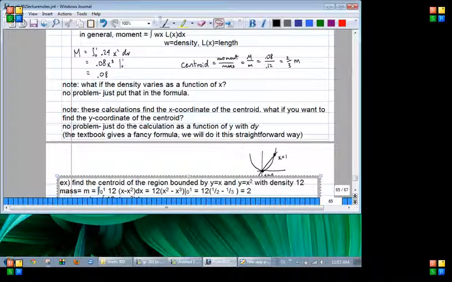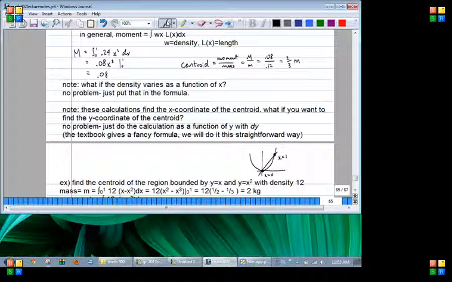Call the mass little m. All right. Anyway, you do the calculation and you get 2. Oh, and by the way, 2 what? 2 bananas? It's a mass, so it's 2 kilograms. Okay. So now what do we need to find?